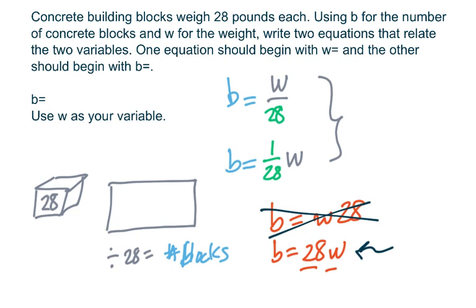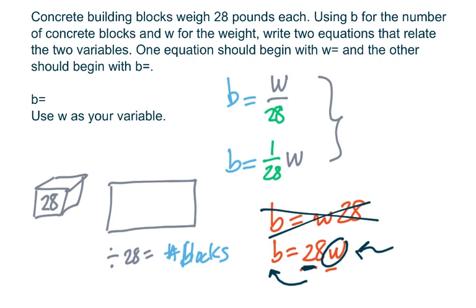If what you were actually trying to say was B equals 28 times W, that is wrong. It's correctly written, but it's wrong in terms of the problem, because that says that you're going to take the amount of weight and multiply it by 28 to get the number of bricks. Now, we know that that's not true.